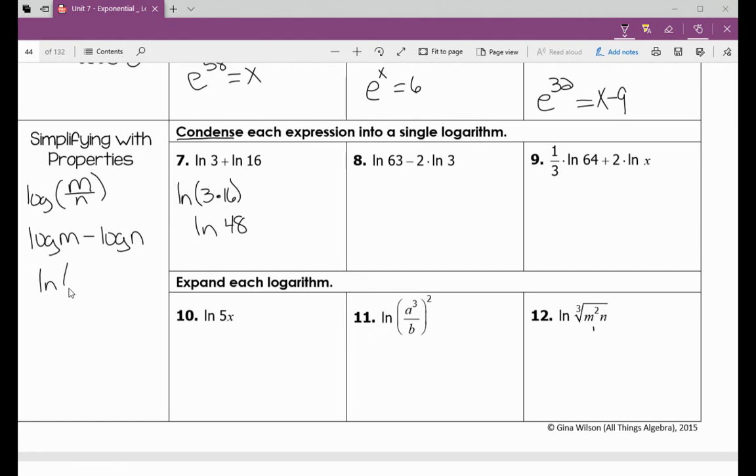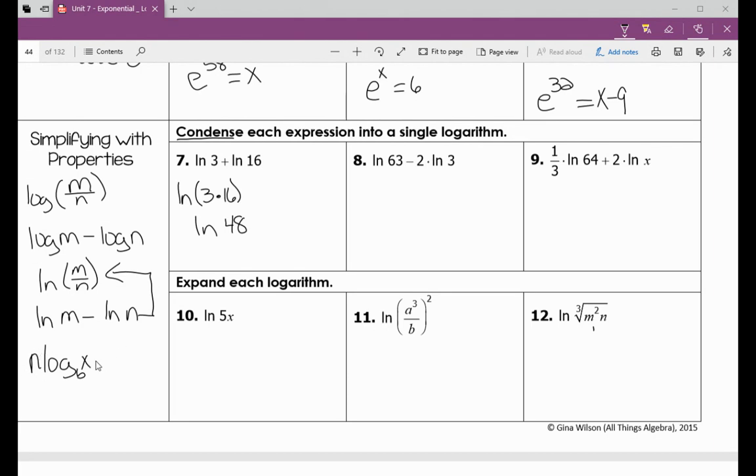So if I have natural log of m over n, I can write that as natural log of m minus natural log of n. Now remember, these properties go the opposite direction. So if I have a natural log minus a natural log, I rewrite it as one logarithm with a fraction behind it. Now, the power property, that is when you have n log base b of x.